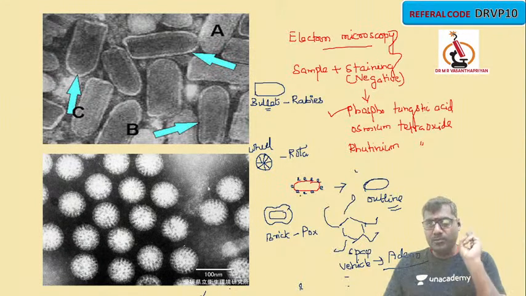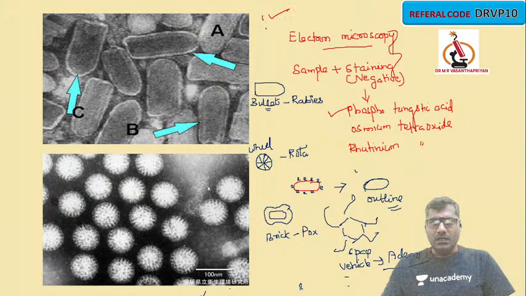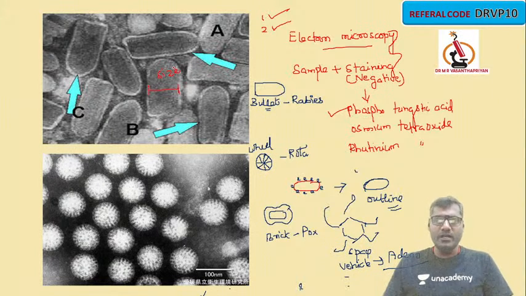Now coming to the second point. Depending on the morphological assessment, we are able to measure the size of the virus also. The size of the virus is also measured during electron microscopy. You can see we have a measurement of 100 nanometer, that is the diameter that will be demonstrated.